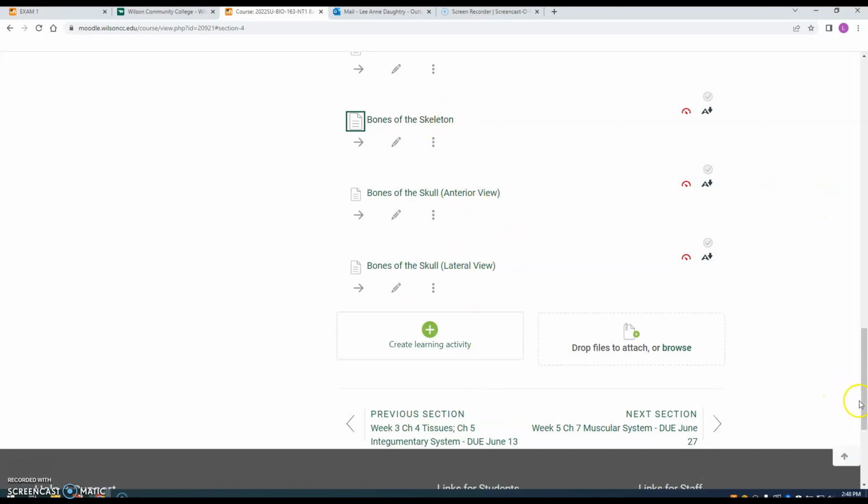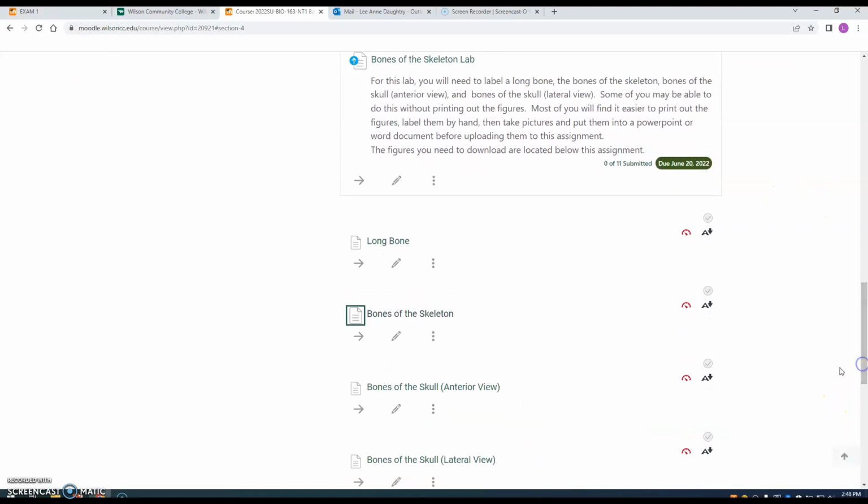And then what I would do so that you don't have to upload 4 different pictures into this assignment, although you can, is I would print these out, fill them in, take pictures of them, and then upload the pictures to the assignment. Or you can even put the pictures into a PowerPoint or a Word document and just upload that one document to the assignment. It's completely up to you, but I wanted to let you know now so that you could get started on it. And make sure you're emailing me if you have questions.